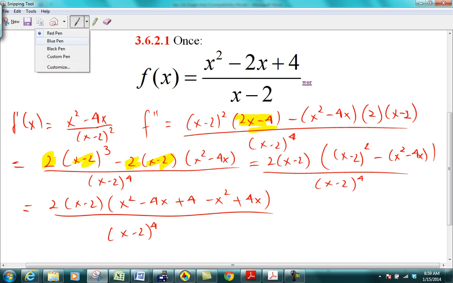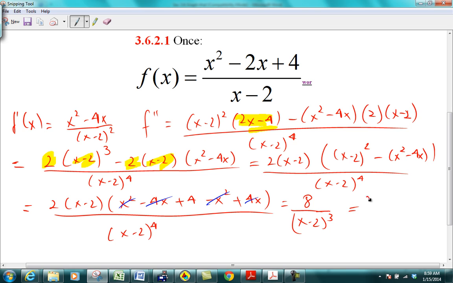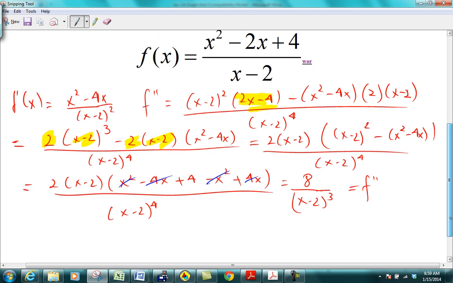And things cancel, so that cancels, and so then this becomes 2 times 4, that's 8 times x minus 2. So one of the x minus 2's cancel there with the one at the bottom, so you just get 8 at the top all over x minus 2 cubed. So this is my second derivative.